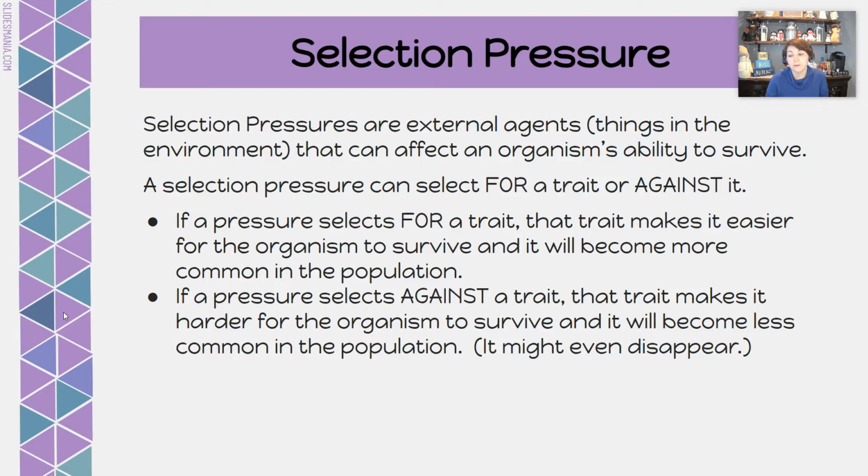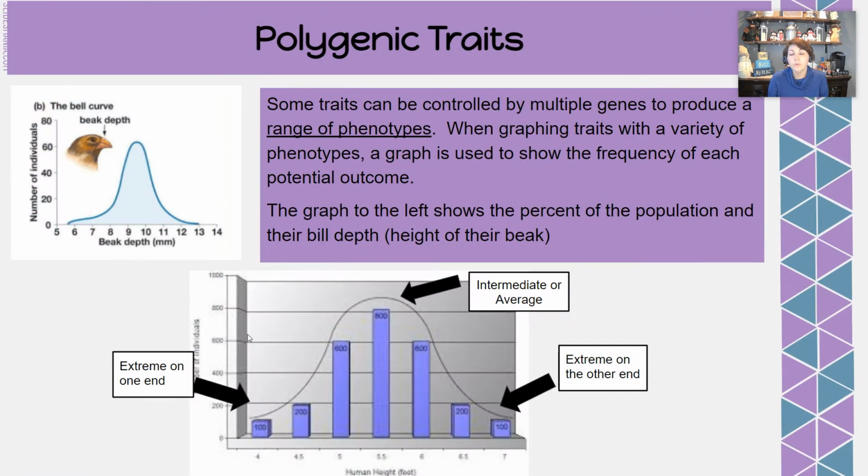might even disappear. So we're going to be focusing on traits that are polygenic, which simply means that we will see a range of traits. For birds' beaks, we saw a range from 5 millimeters all the way to 14 millimeters. We didn't just see small and big. We saw 5 millimeters, 6 millimeters, 7, 8, 9, 10. So a range of traits.